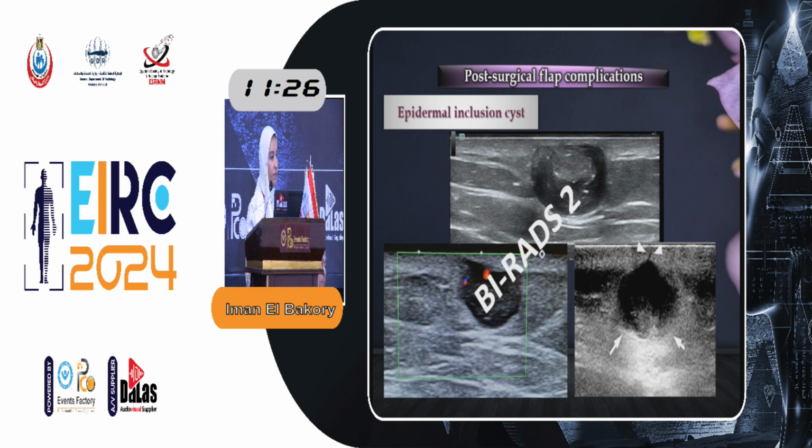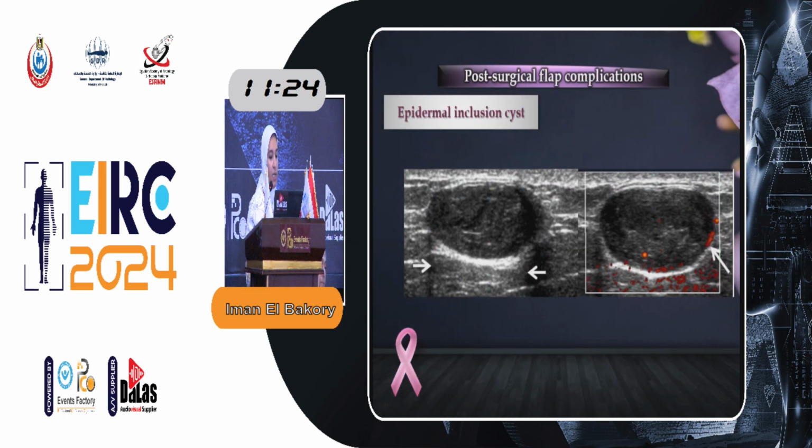We shouldn't be confused with these lesions. Yet in this one, we have a well-defined oval-shaped structure that abuts the skin. Neither punctum is present, nor is there a skin extension to involve this lesion. So this lesion, in case of reconstructed breast, actually constitutes a dilemma and can be assigned as BI-RADS 4, and on biopsy, it shows an epidermal inclusion cyst.